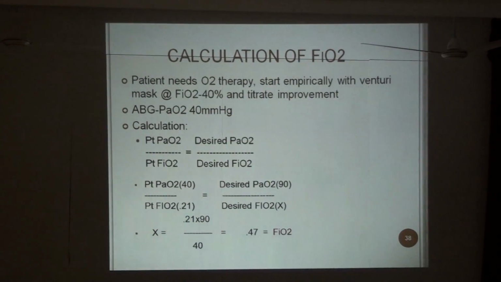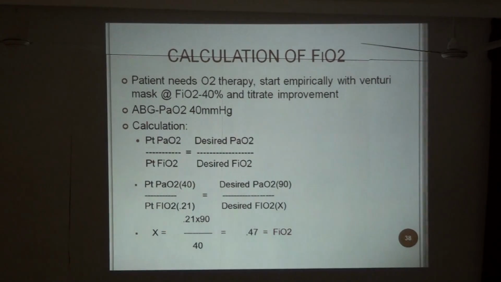So as I was talking to you, how you calculate the FiO2, because after that only you are going to select a particular device, because you know that this device can deliver oxygen at an FiO2 of this, or the maximum FiO2 achievable through a particular device is this.